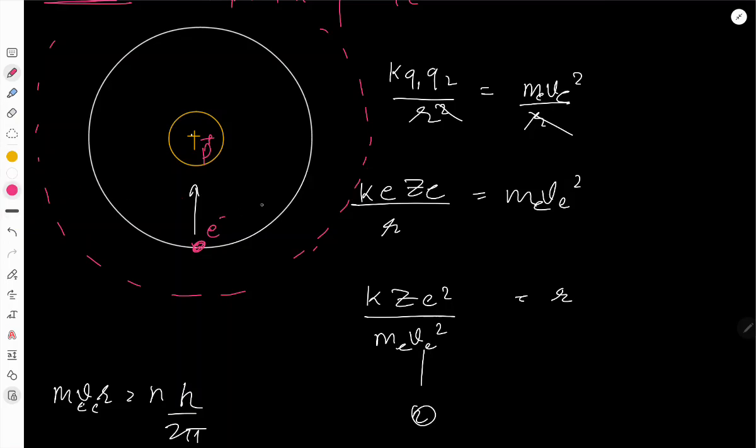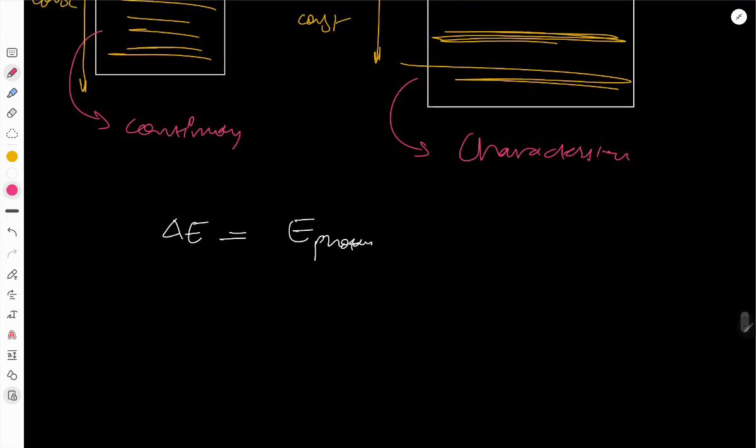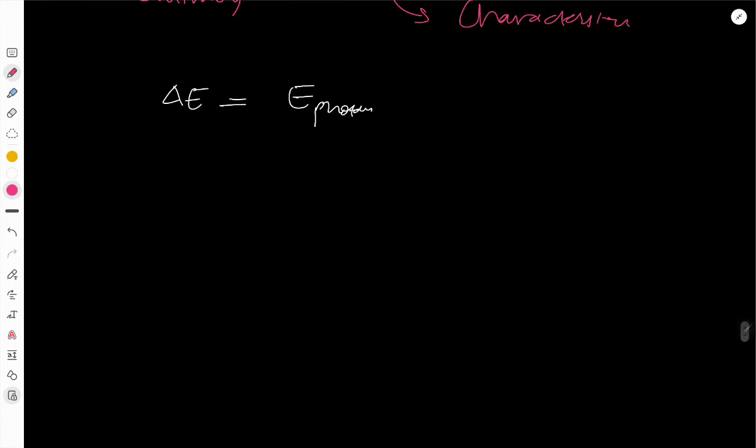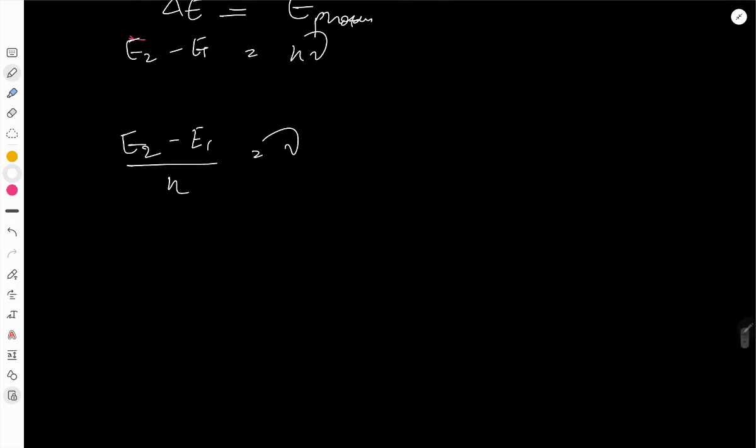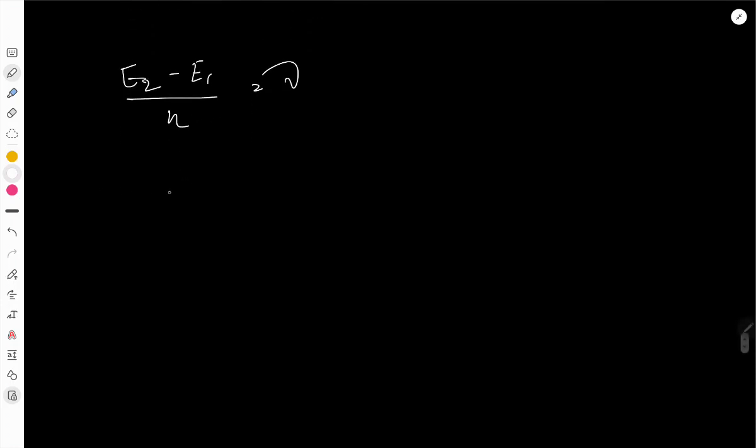into the energy spectrum and the seeing of photon. So E2 minus E1 equals hc by lambda. We can better write it in the form of frequency, h nu. E2 minus E1 upon h equals nu. Now that we have known this, let us put in the values of E2 and E1 upon h.